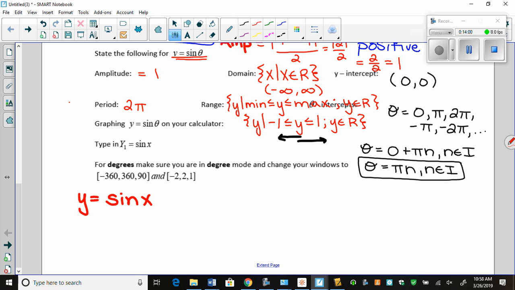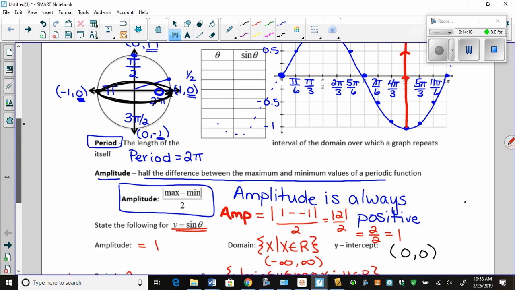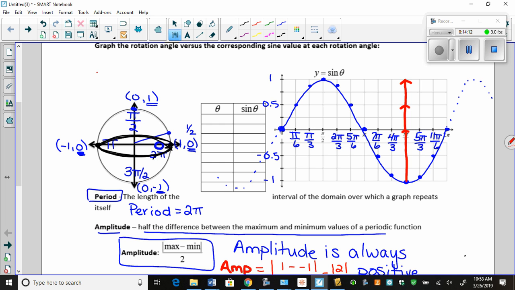Wait a second, you pressed the sine button. What should you have done first? Gone to your mode and decided what mode we wanted to be in. What mode was this graph in? Radian. So we're going to press radian. The moment you go to press that button, you have to think, what mode do I need to be in? Always. Okay, then we're going to go to our window.